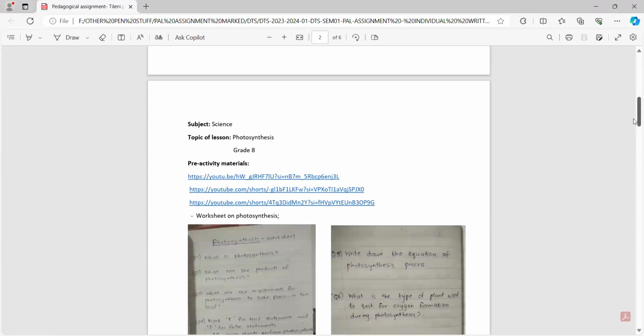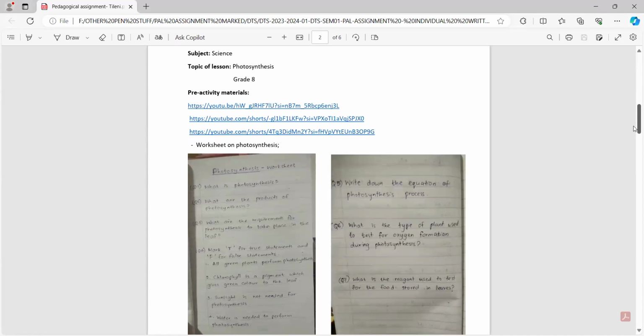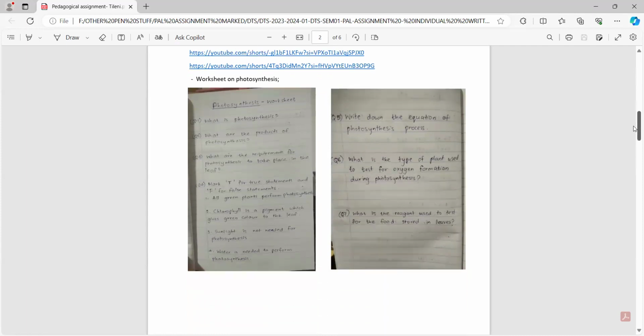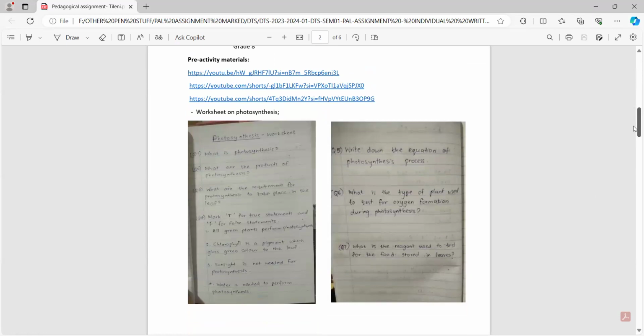The last one I'm showing you is a science lesson. So this is grade 8 photosynthesis. Pre-activity materials, that is out of class. Before coming to class, she has sent 3 links. Okay. She has sent 3 worksheets on photosynthesis. Based on these videos, they have to answer these questions that she has sent.